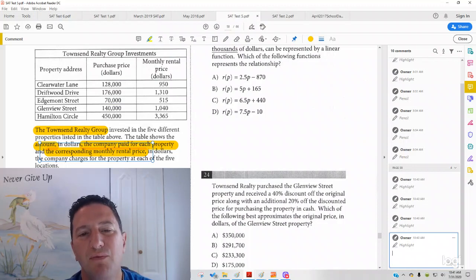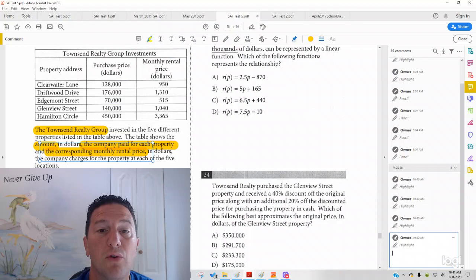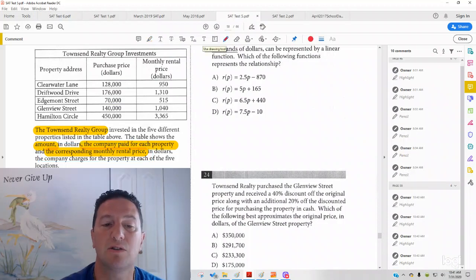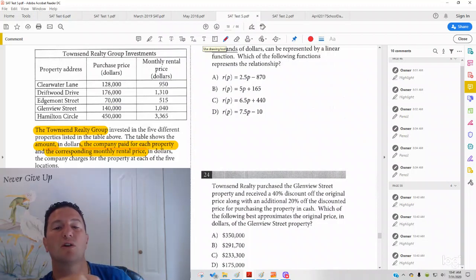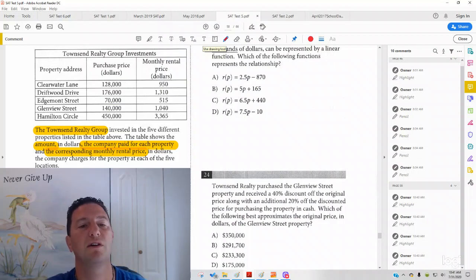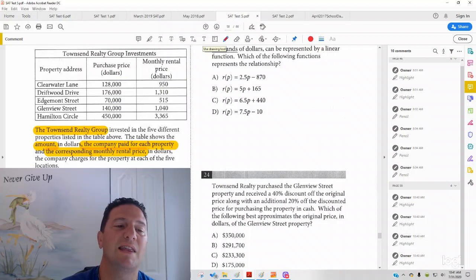And you want to investigate the table, the chart, the graph, whatever it may be, before you go to answer the questions. Why? The biggest mistake students will make is they'll start looking at the question, looking at the answer choices before they really understand what's going on in that table.